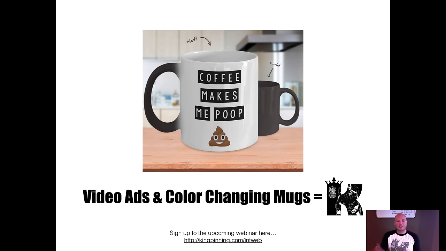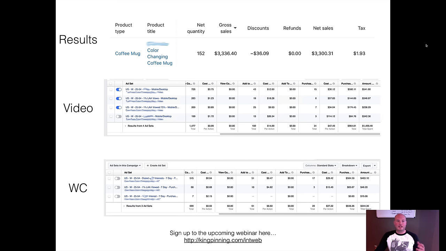But anyways, let's jump into the content and show you guys an example of a campaign that's done very well for us. Now, this has only ran for about 10, maybe 14 days, but it's a color-changing mug. We sold 152 units, as you can see. Our gross sales was $3,336.40, minus the $36.09 discount supplied. We come out to about $3,300 revenue.